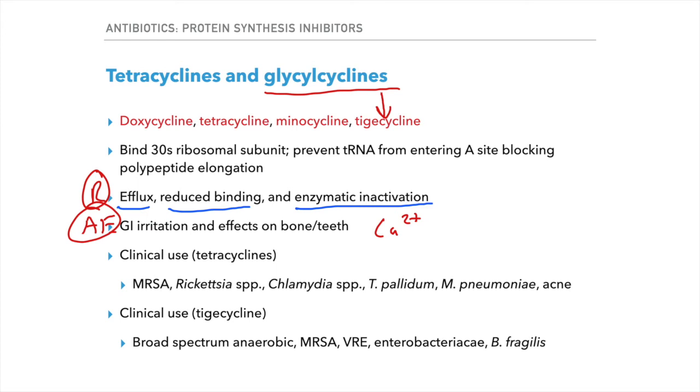Clinical uses of tetracyclines are listed out here, including MRSA, Rickettsia species, chlamydia species, T. pallidum, M. pneumoniae, and even the treatment of acne. Tigecycline has a little bit different clinical use. It's a little bit more broad spectrum, including anaerobes, and can target MRSA, VRE, Enterobacteriaceae, and B. fragilis. Tigecycline is able to overcome the efflux and reduced binding mechanisms of resistance due to its glycylamido moiety. So this difference in the structure of tigecycline is what allows it to target more of these perhaps resistant bacteria that a normal tetracycline wouldn't be able to cover.